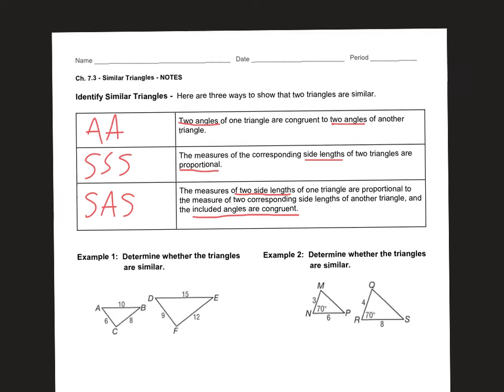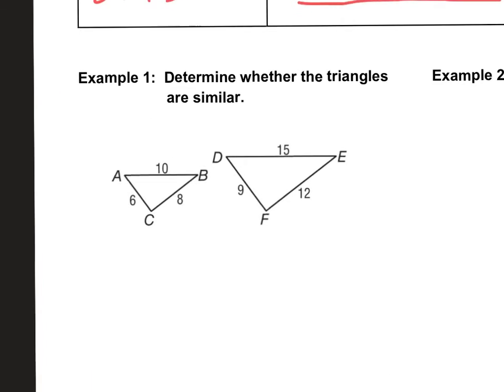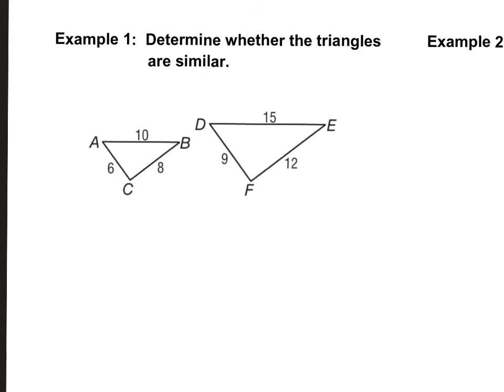So kind of similar to our previous forms of congruency between triangles, we're now looking at those in terms of proportionality. Let's take a look at some example problems. Example 1. Determine whether the triangles are similar. We have triangle ABC and we have triangle DEF. So first things first, let's check the sides.